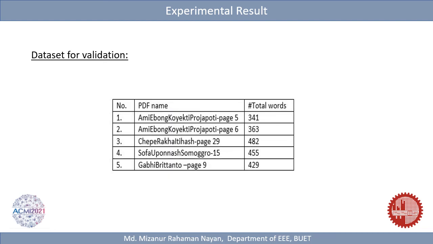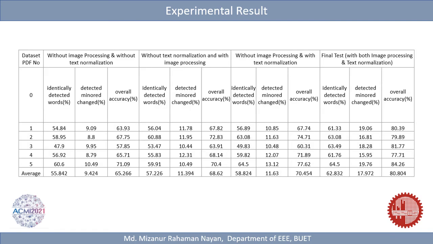To observe how the system performs on detecting words, we have conducted a test on 5 different PDFs randomly, which contain different amounts of words. We have measured the system's word detection accuracy for 4 cases. Firstly, without both image processing and text normalization. Then, to observe image processing effect only, we conduct the experiment with just image processing, avoiding text normalization. Similarly, we do it for text normalization avoiding image processing. Finally, we measured both image processing and text normalization.